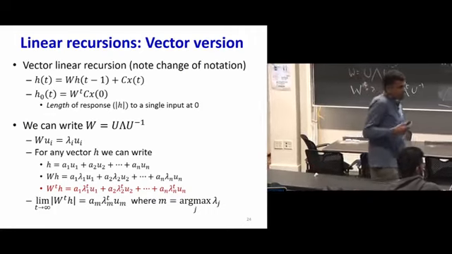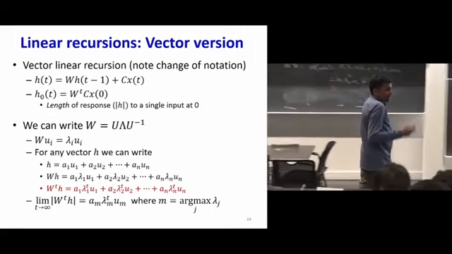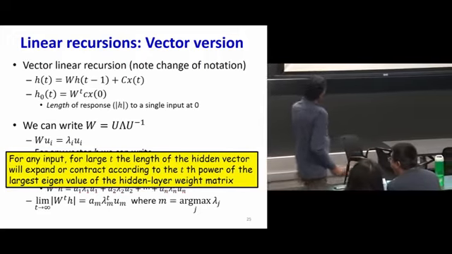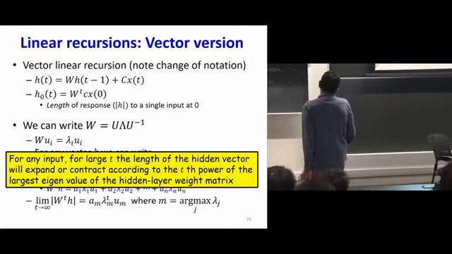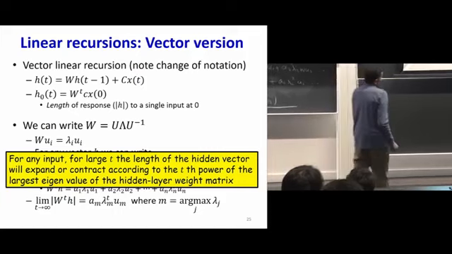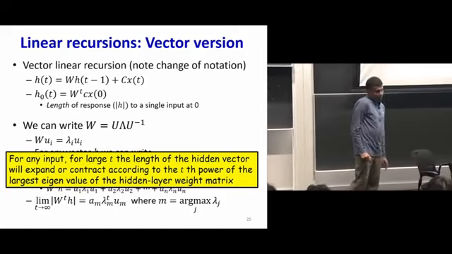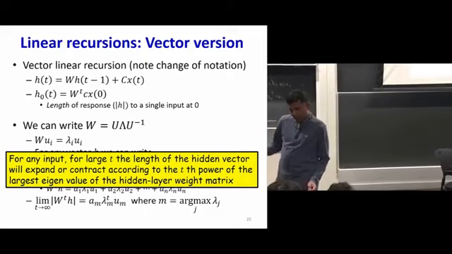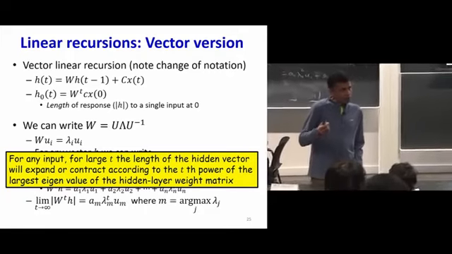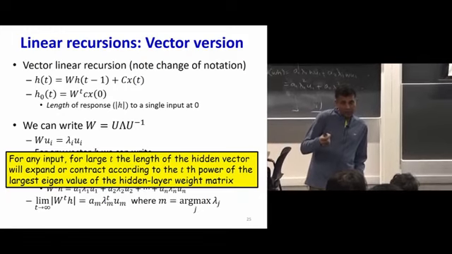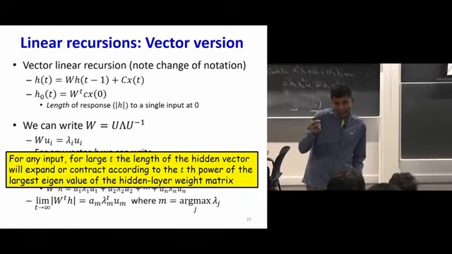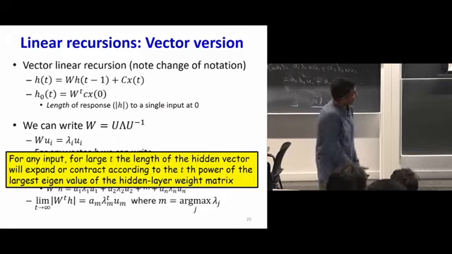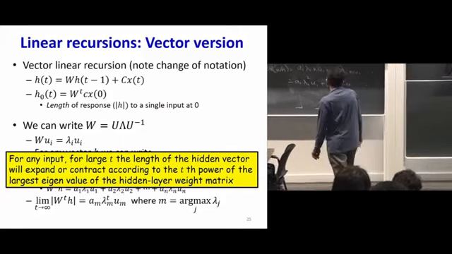right? So this means the behavior of the entire linear system is completely governed by this: the length of the hidden vector will expand or contract according to the tth power of the largest eigenvalue of the hidden layer weight matrix, right? That's all you really need to worry about now, the largest eigenvalue, unless, and what is the unless? Unless this term a1 is 0.